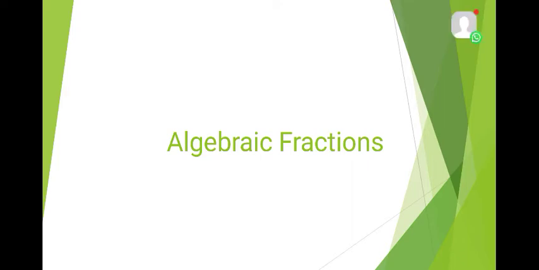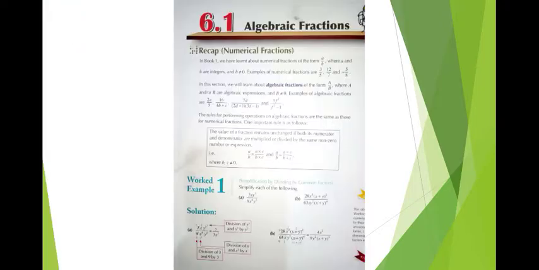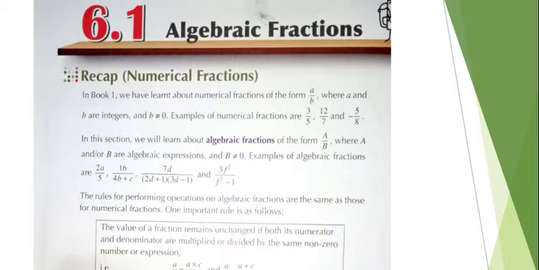Okay, today we're going to be studying algebraic fractions. So it's the first topic of this chapter 6. In book 1 we have learned about numerical fractions of the form a over b. Examples of numerical fractions: 3 over 5, 2 over 7, even the negative ones, which we have learned last year in book 1.